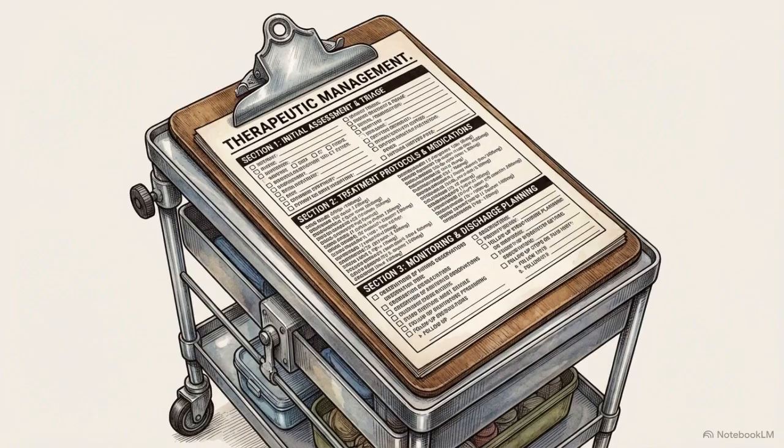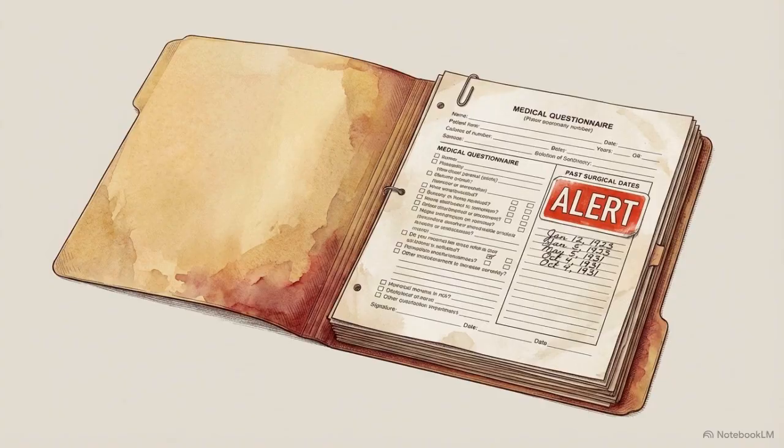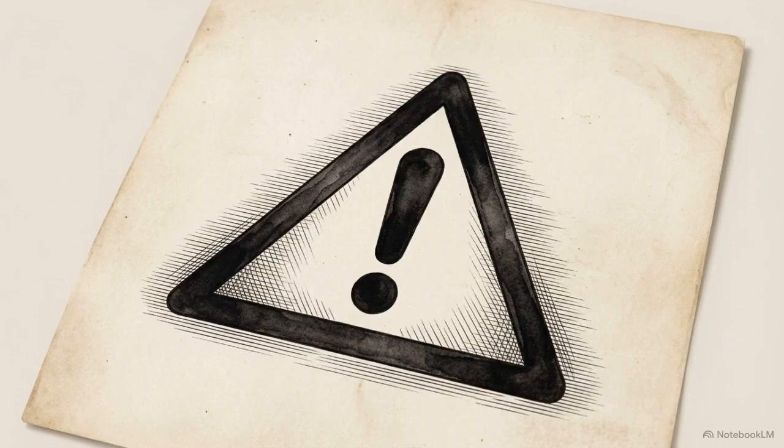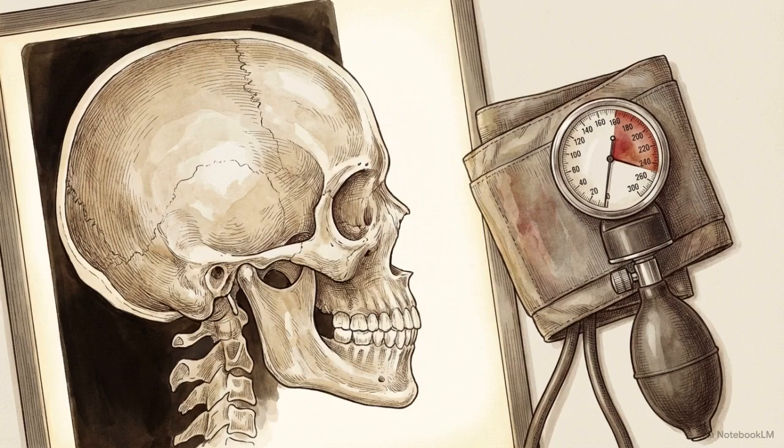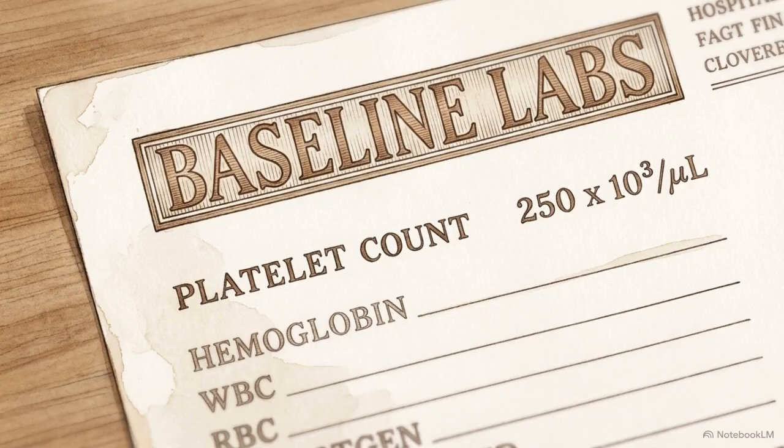Managing the therapeutic window requires a systematic checklist divided into distinct phases. Before administration, nurses verify baseline APTT, review bleeding history, and screen for contraindications like recent brain surgery or uncontrolled hypertension. Clinicians must also check baseline platelet counts before initiating therapy to establish a point of comparison.